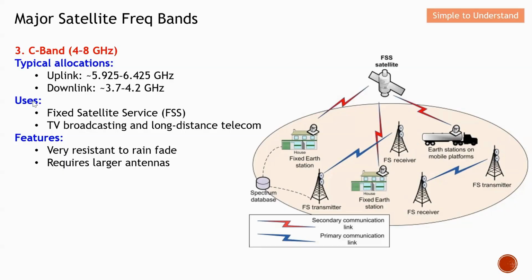The use case for C band is mainly fixed satellite service. For example, our home, the location is fixed. So C band mainly supports fixed satellite service for TV broadcasting and also for long-distance telecom. Coming to the features of C band, it is very resistant to rain fade. However, it requires a larger antenna, as you can see from here. So this is C band.